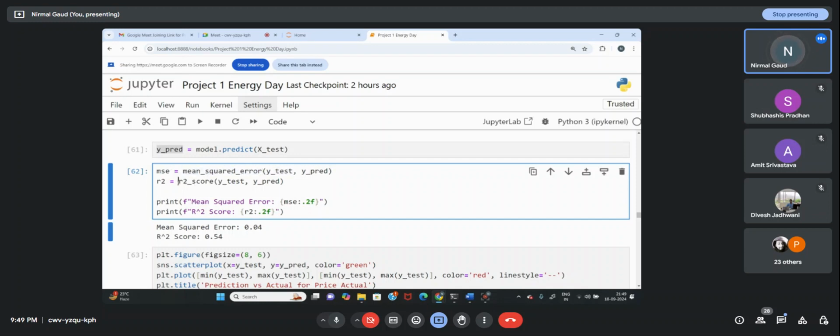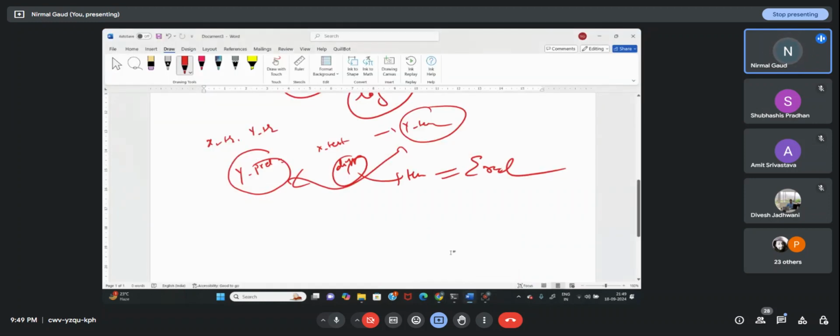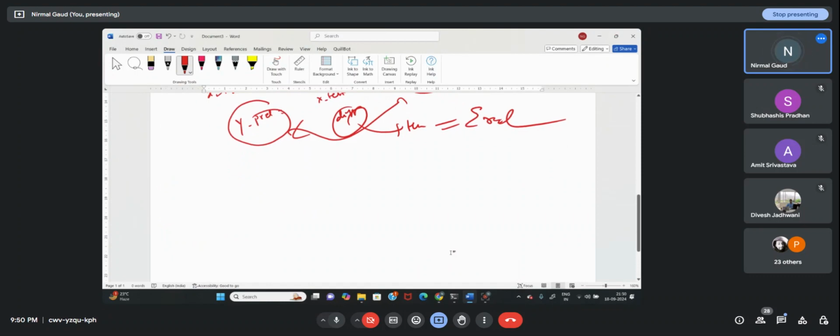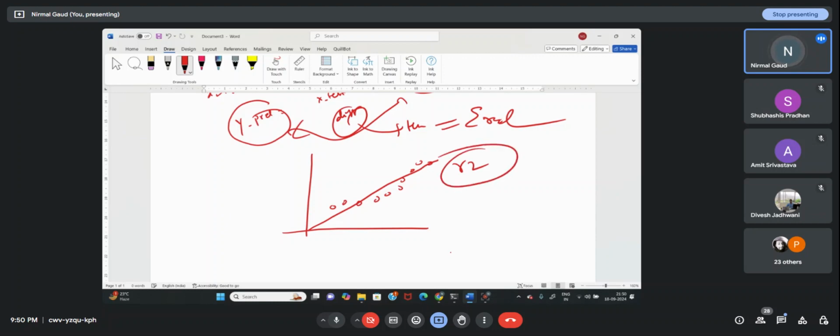I am also calculating the R2 score. R2 score means how many predicted points are coming over the actual line. Because in regression, you are having a line, you are using linear regression. So in regression, you have a line, this is actual, and you will be getting the predicted points. How many predicted points are coming over the line is defined by the R2 score.